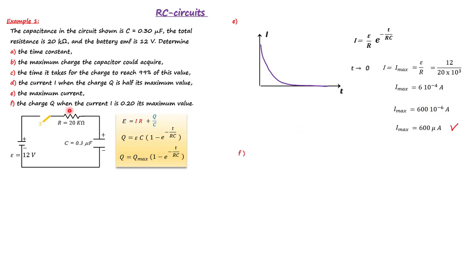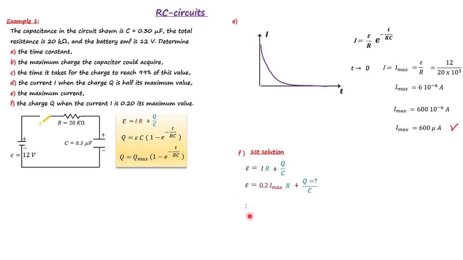Now in part C, we're going to find the charge at the time when the current is 20% of its maximum value. So here, again, you can use the second solution or the first solution. Of course, I'm not going to use the second solution, so I will use the first solution. So epsilon is IR plus Q over C. Now, I want to find the charge when I is 0.2 of its maximum value. So for I, I'm just going to use 0.2 I max times R plus Q over C. So I'm looking for this charge for this specific value of current.